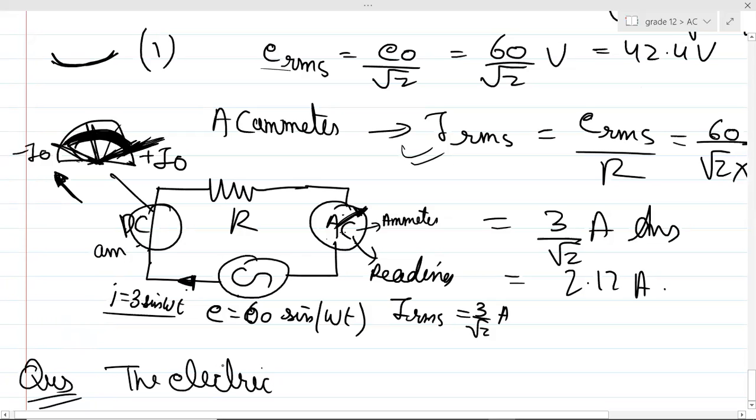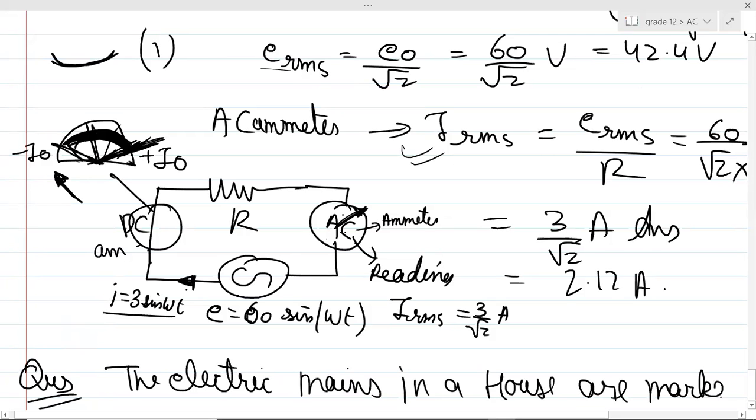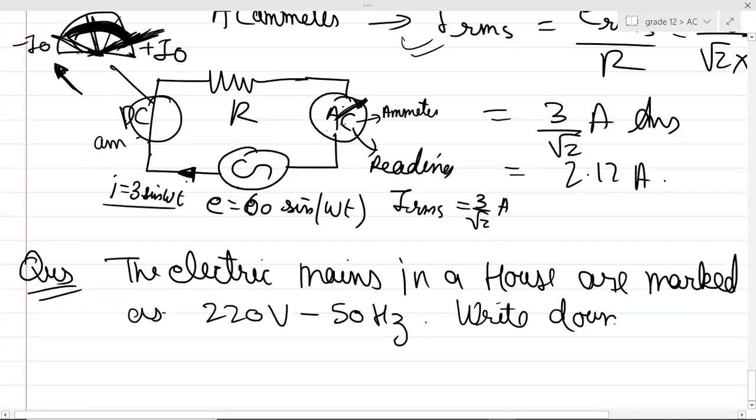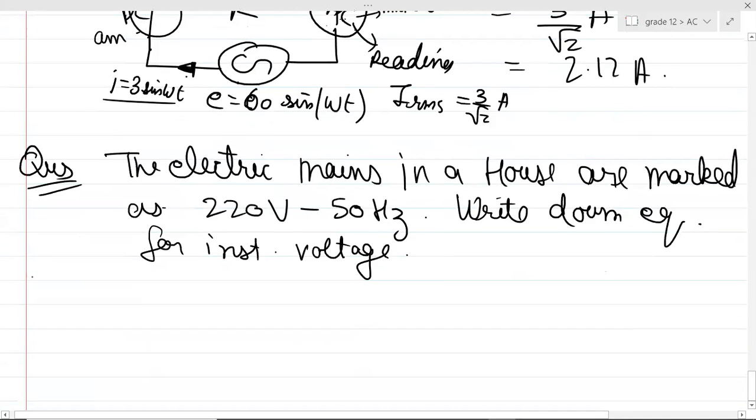The electric mains in a house are marked as 220 volt, 50 hertz. Now you need to write down the equation for instantaneous voltage. How will you write it?